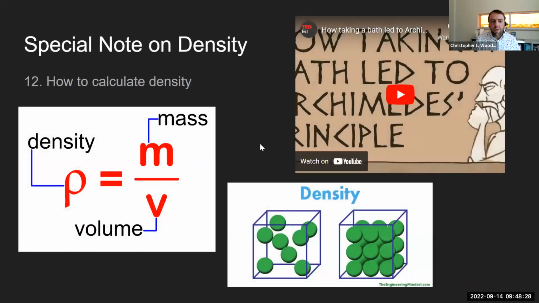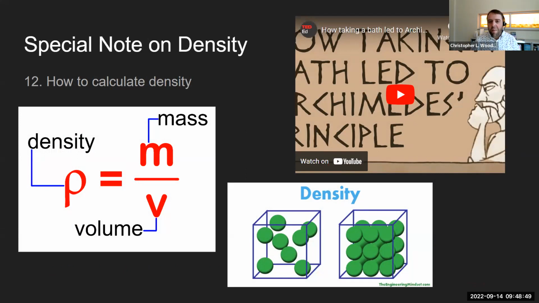So, special note on density. Density is a formula. Of course, you know this is a property of minerals that we can use to identify it, but density is equal to mass divided by volume. How much matter in how much space. If you are interested, please go back into the presentation.